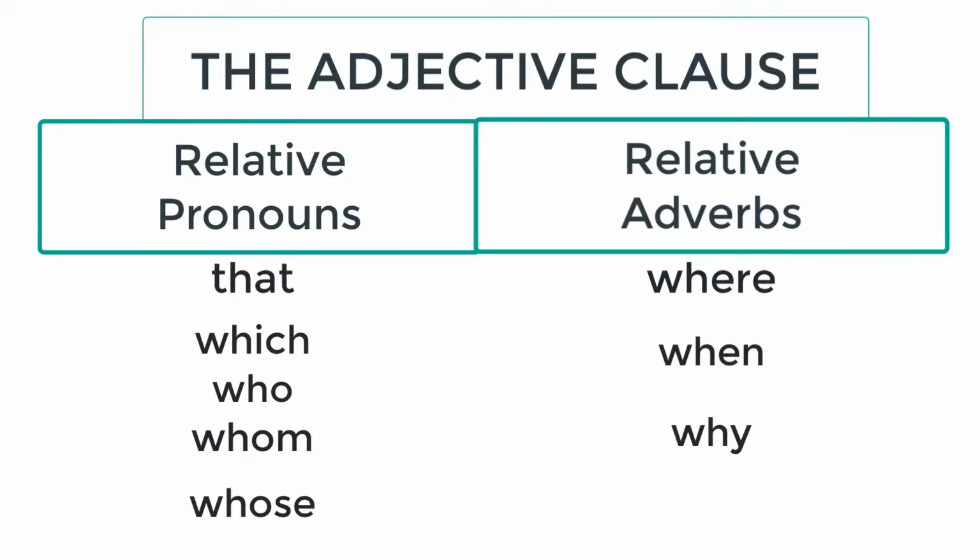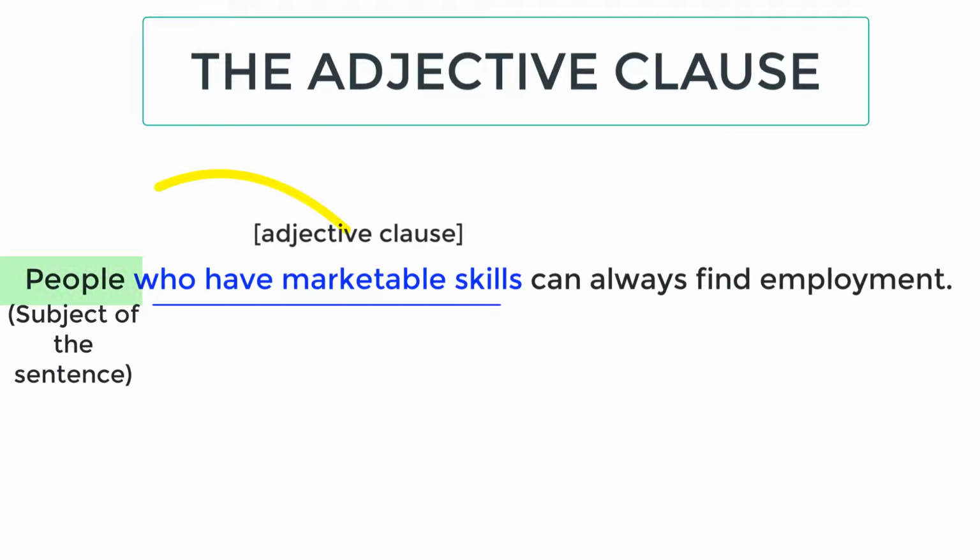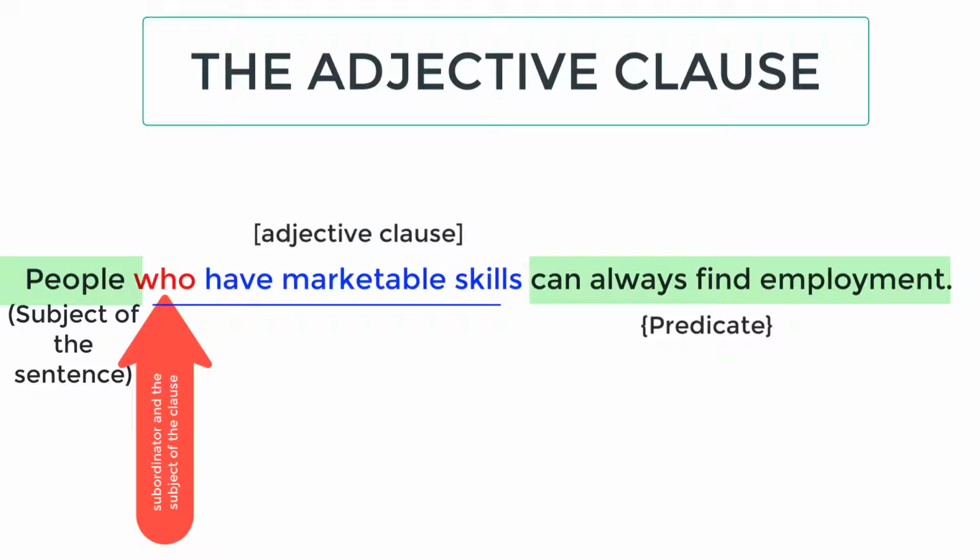Let's look at some more examples. People who have marketable skills can always find employment. In this sentence, the adjective clause, who have marketable skills, is modifying people. We can see that the relative pronoun who is acting as both the trigger or the subordinator, but also the subject of the clause. And of course, have is the verb of the clause. Remember that a clause must have a subject and a verb.